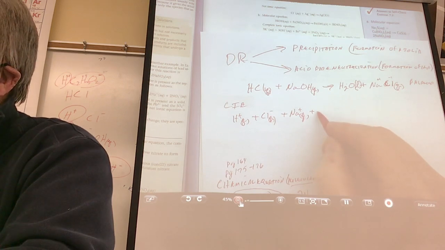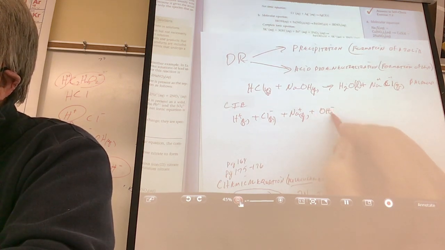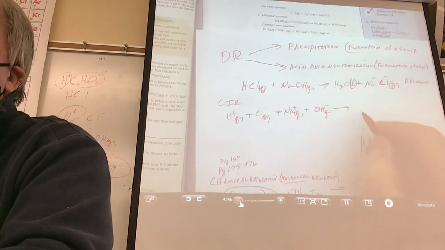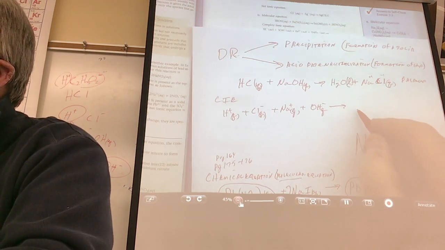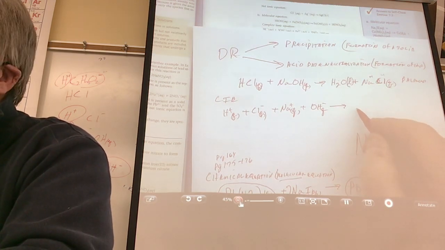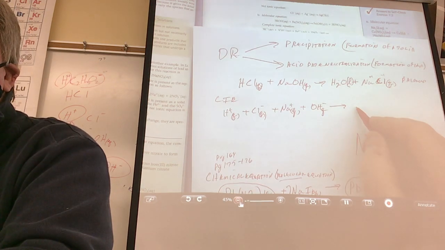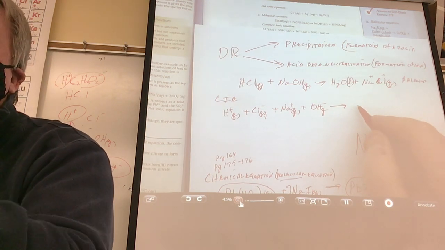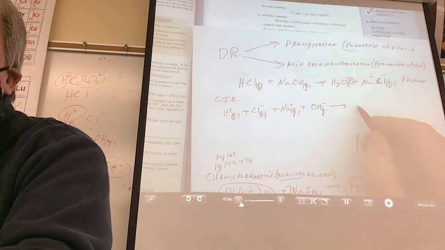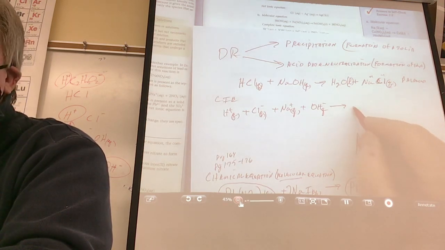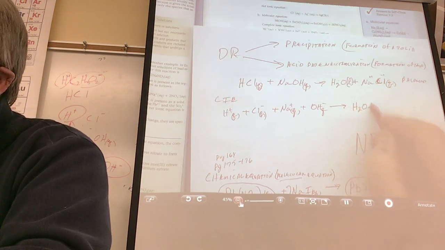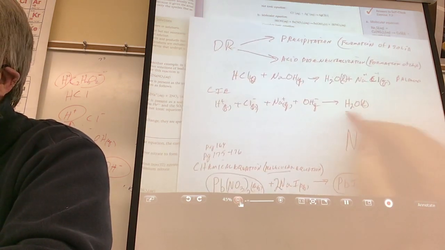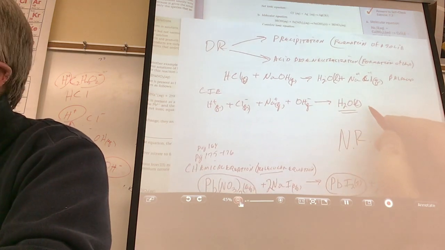Give you a little chance to get ahead of me. Now what? Ethan, what do you think? What is going to drive this reaction? All acid-base neutralizations are driven by the same driving force. What's going to be right here? Formation of water. Yes, the formation of water. Instead of a precipitate, in this case, it's water that's being formed.